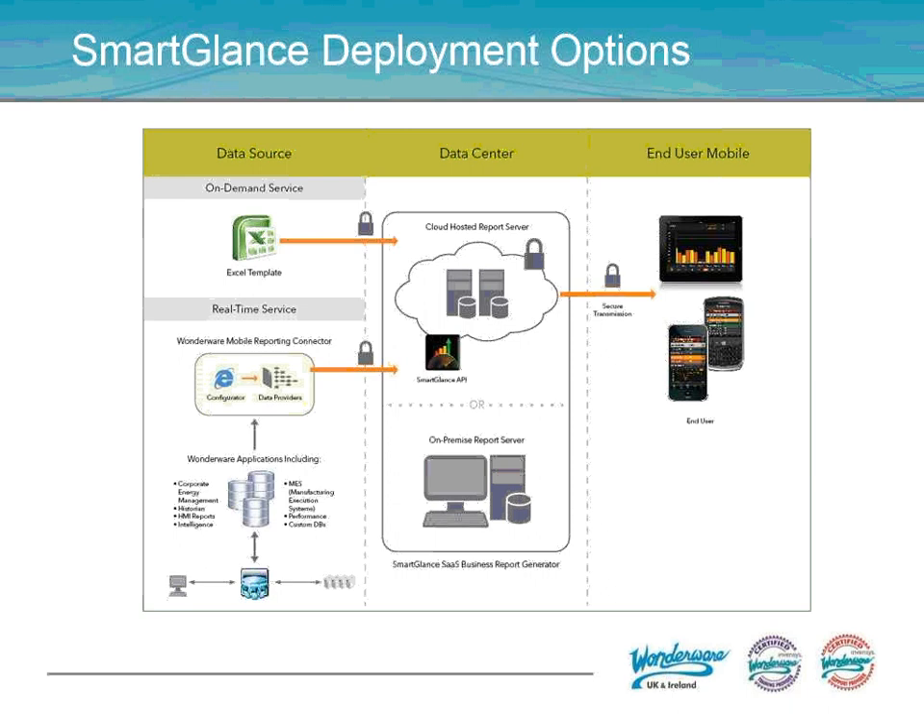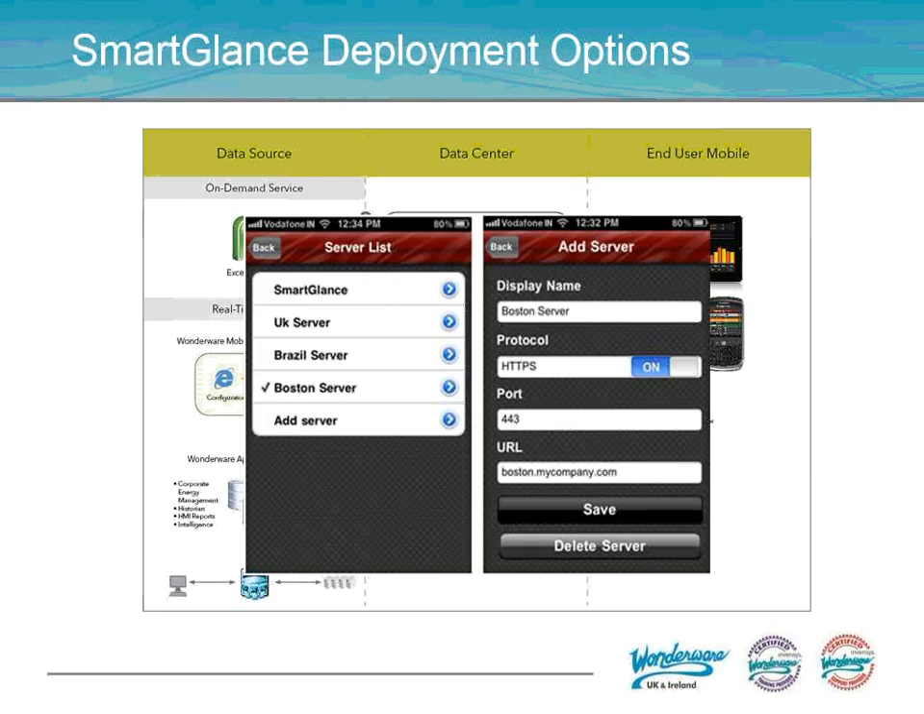So there's an Excel workbook that allows you to push data onto the device as well. And this is either to the cloud servers or the on-premise, and then to the end users. So as you can see, you can set up different servers for different regions to get your information.